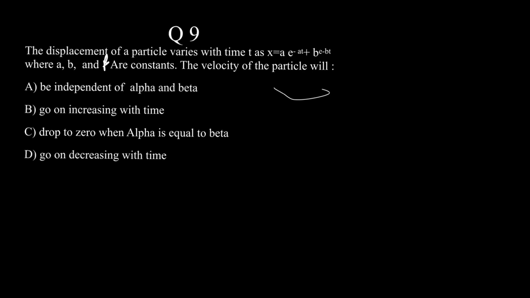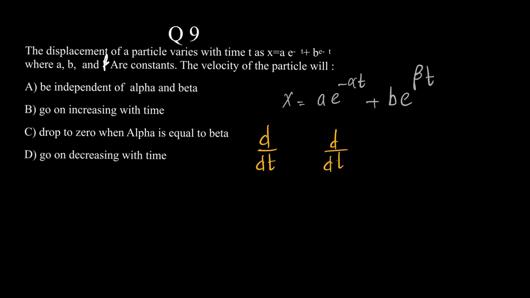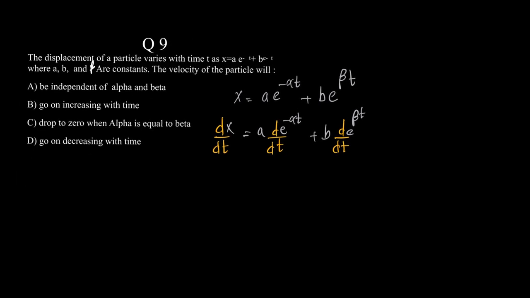So let us first write the given equation, which is given as x is equal to a into e raised to minus alpha t plus b into e raised to beta t. Let me first differentiate both sides with respect to t. So what we get is d by dt of x is equal to a into d by dt of e raised to minus alpha t plus b into d by dt of e raised to beta t.